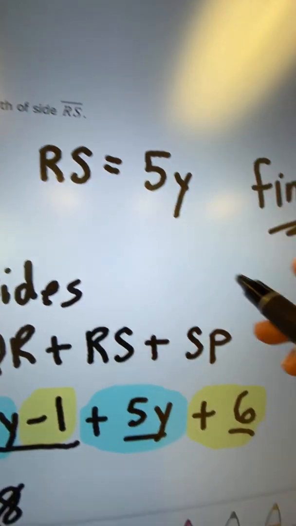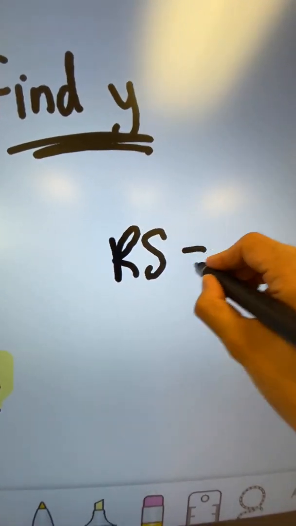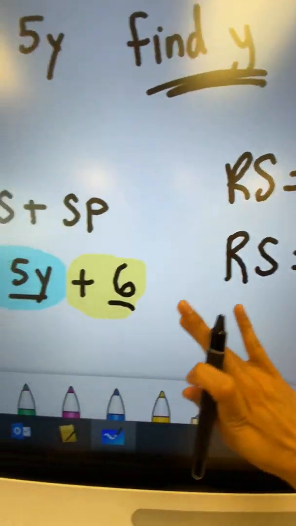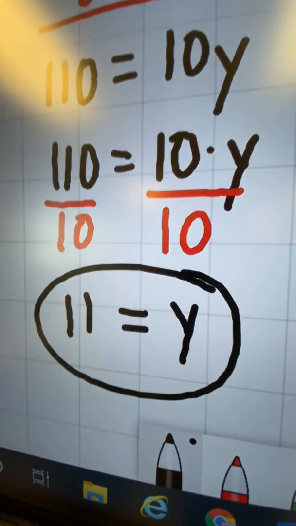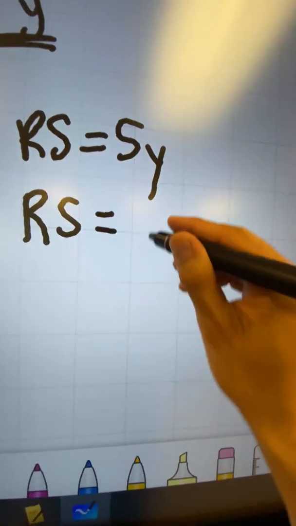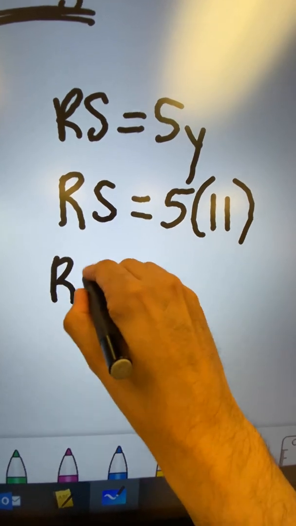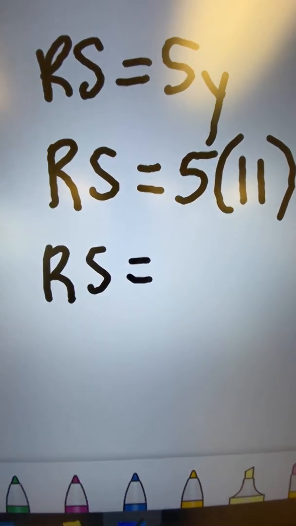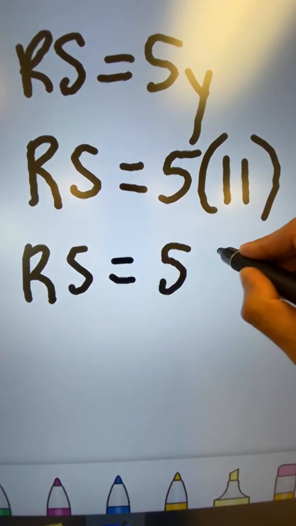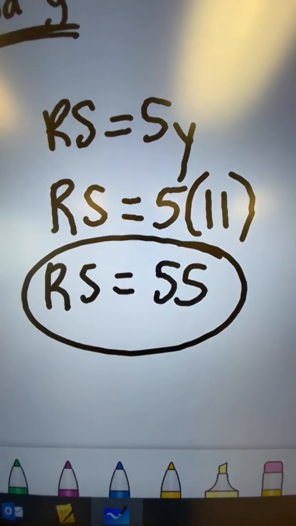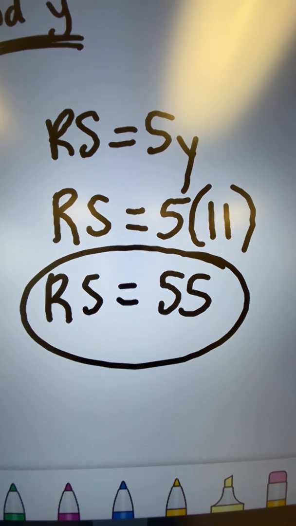So I'm going to rewrite this over here. RS equals 5 times y. And I'm going to substitute the value of y, which we just said was 11. So if I do 5 and in parentheses replace the y with 11, that lets me know that the length of RS is equal to 55. But we're not done yet. You always got to check in the end. Does your answer make sense? Did you get the right answer?